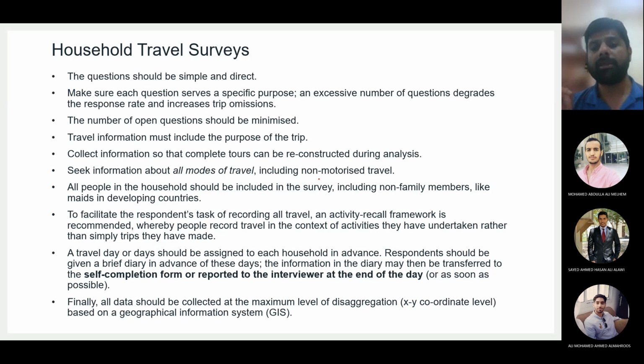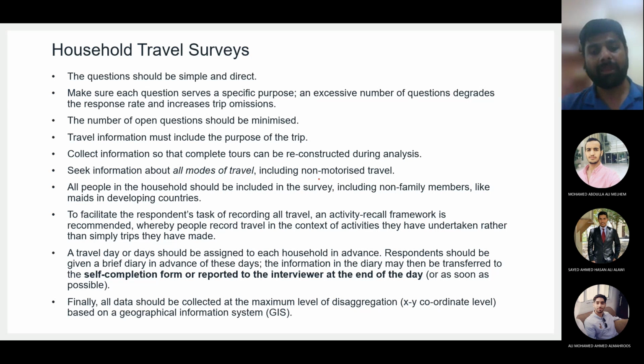All people should be included in the household, even if they are not members of the family, like maids and servants and so on. Like I said, you need travel information about the entire day.